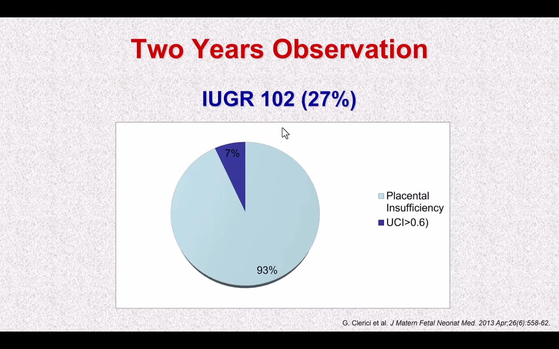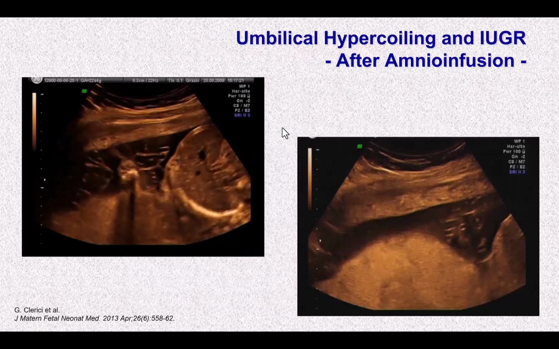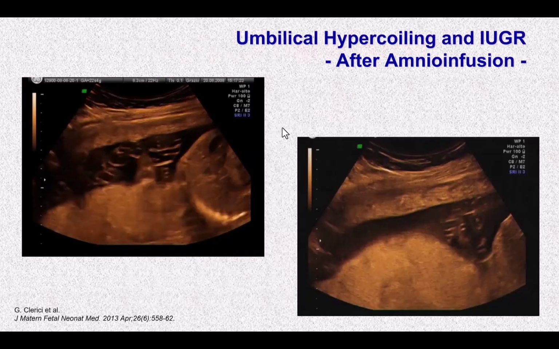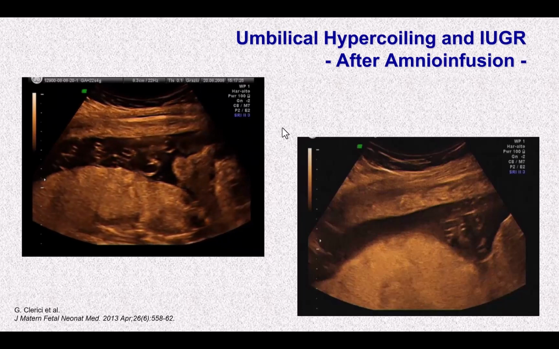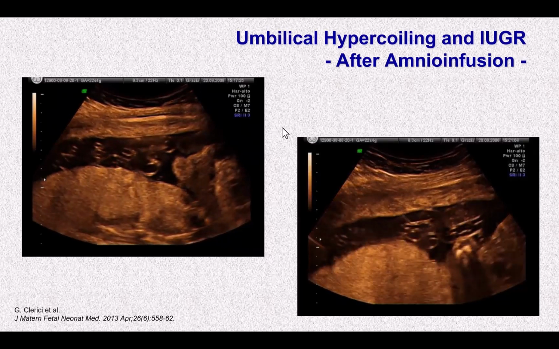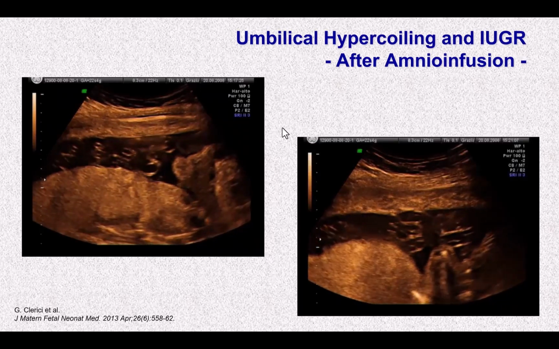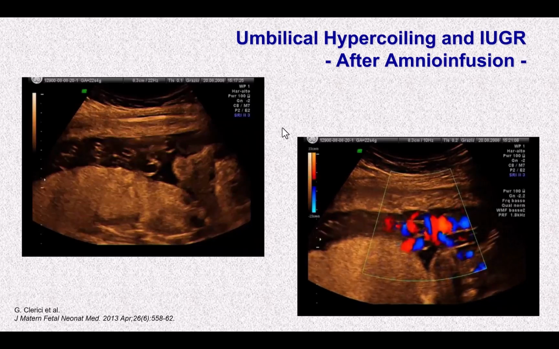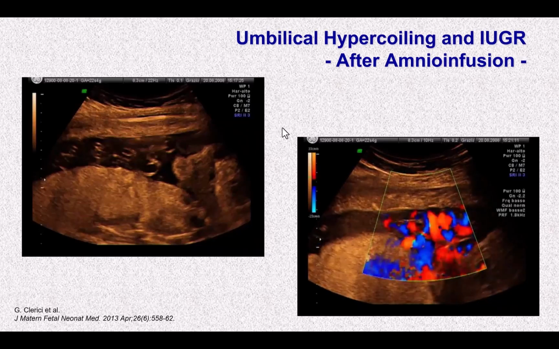related to the observation of IUGR fetuses. As you can see, the vast majority of the cases were related to placental insufficiency, but almost 7% were related to the altered umbilical coiling index. The evaluation of this case that was referred to me for the fetal anomaly scan without amniotic fluid inspired me for the study related to the umbilical hypercoiling and IUGR.